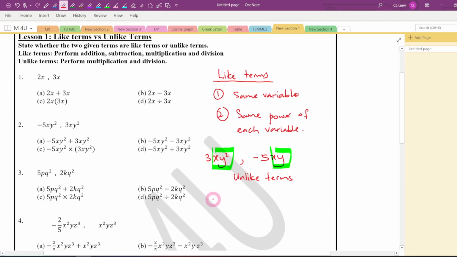Now, how about this? 1 over 2 xy, and negative 3x squared y. Again, we only focus on the variable part. Now you'll notice that the variables are the same. This is x and y, here also x and y, but the power of x is 1, the power of x is 2, different power. Therefore, these two are also unlike terms.